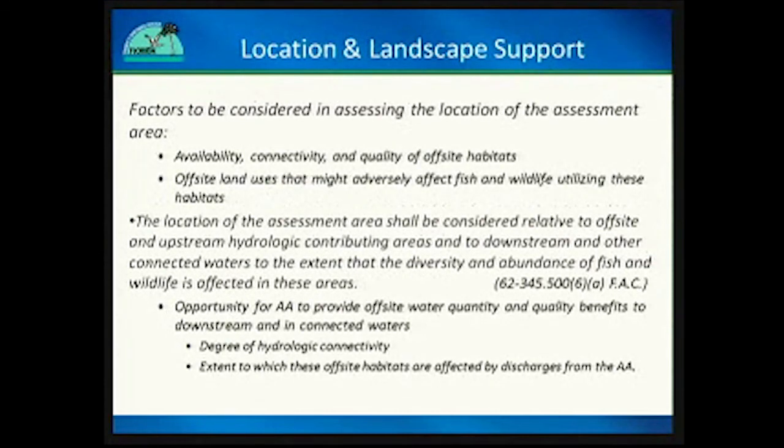Factors to consider when assessing location and landscape support. Availability, connectivity, and quality. You're looking at opportunity here. Remember, we're talking about ecological relationship. So we have a list of characterizations in the rule of what you're going to be looking at. But you're looking at opportunity, availability, connectivity, and what you do to that wetland to make it better for the species listed in Part 1. Remember, your fish and wildlife species.